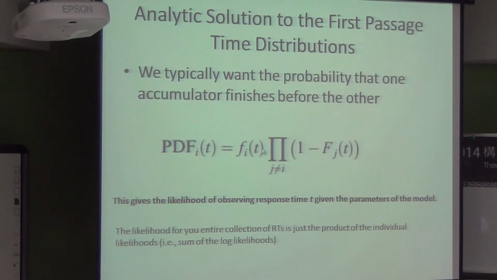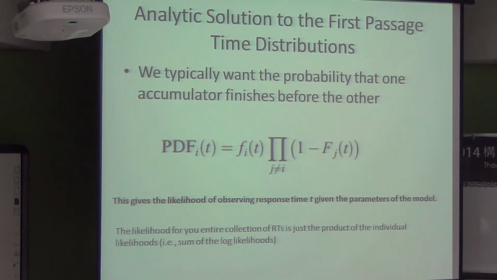And to work that out, we just take the probability for the response A accumulator and multiply it by the survivor function, so 1 minus the cumulative distribution function for the other accumulator. So basically what we're saying is the probability that our response A accumulator finishes first is the probability of responding at a particular time from the response A accumulator multiplied by the probability that the response B accumulator hasn't finished yet.